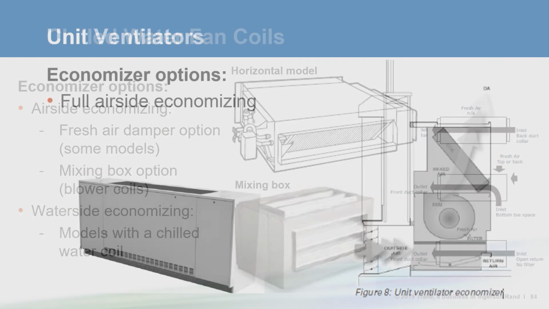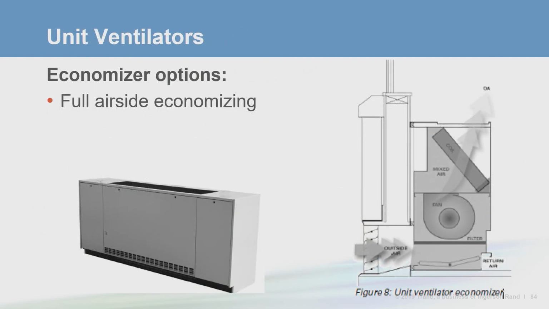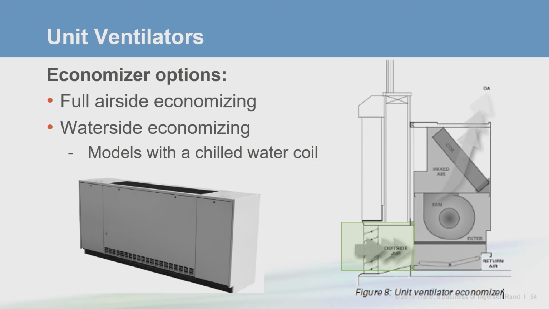A variation of the fan coil is the unit ventilator, most commonly applied in classrooms. In addition to a more durable cabinet, a unit ventilator includes an outdoor air intake that's sized to enable full airside economizing. That is, an air economizer as described in ASHRAE Standard 90.1. This is one of the primary advantages of a unit ventilator. It easily enables full airside economizing. Note that if the unit ventilator is hydronic, the same coil could be used for waterside economizing.